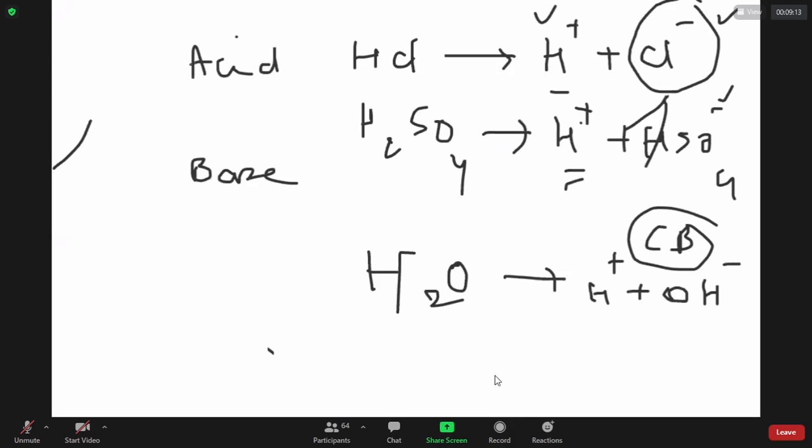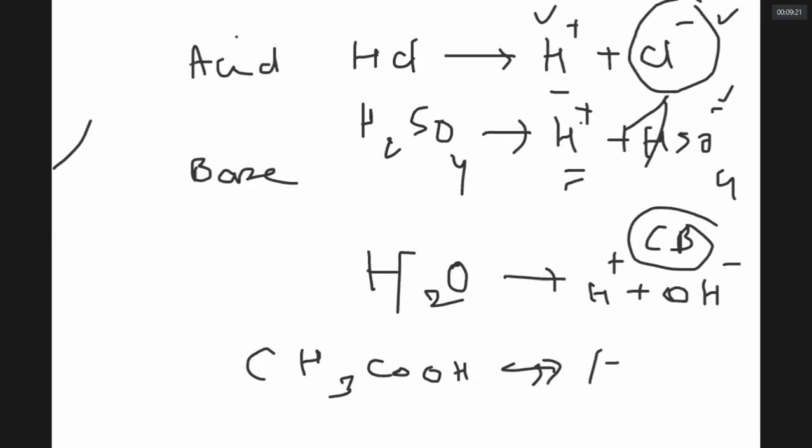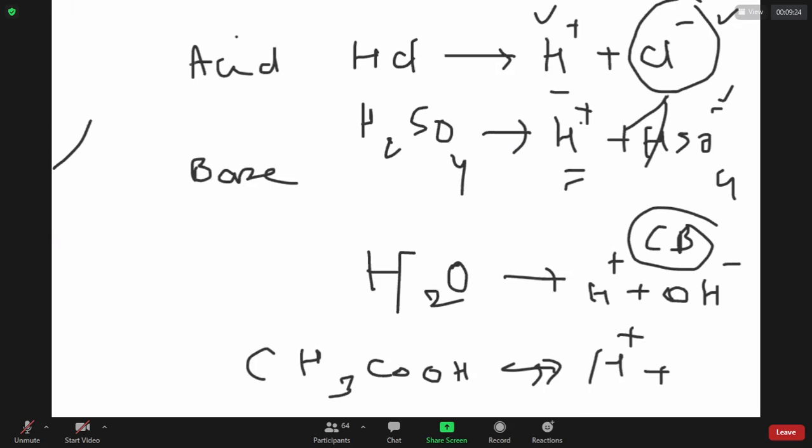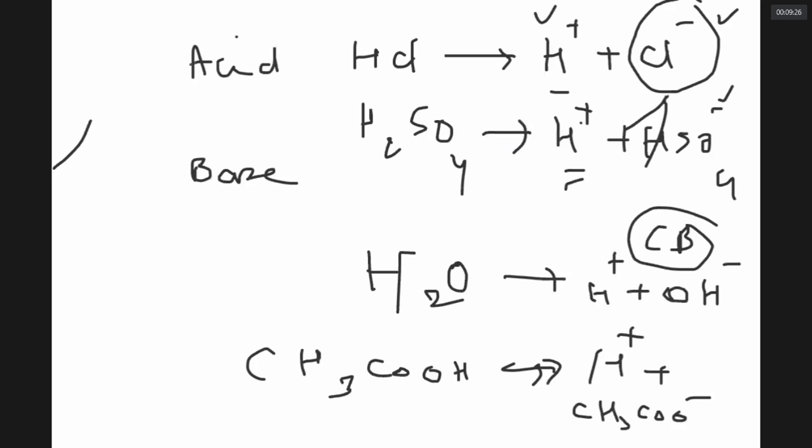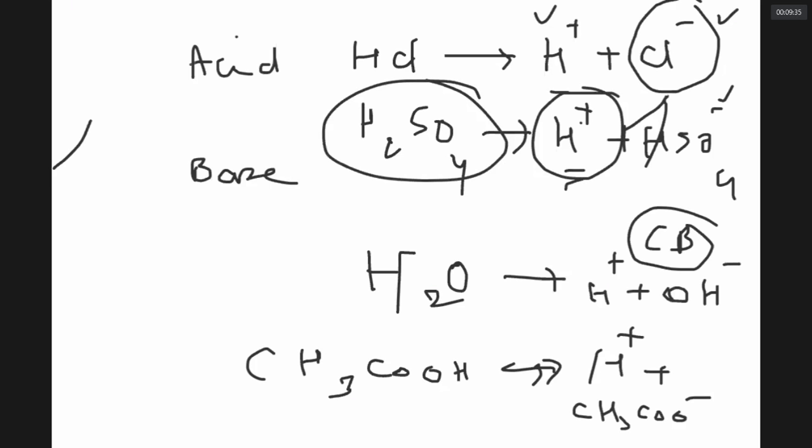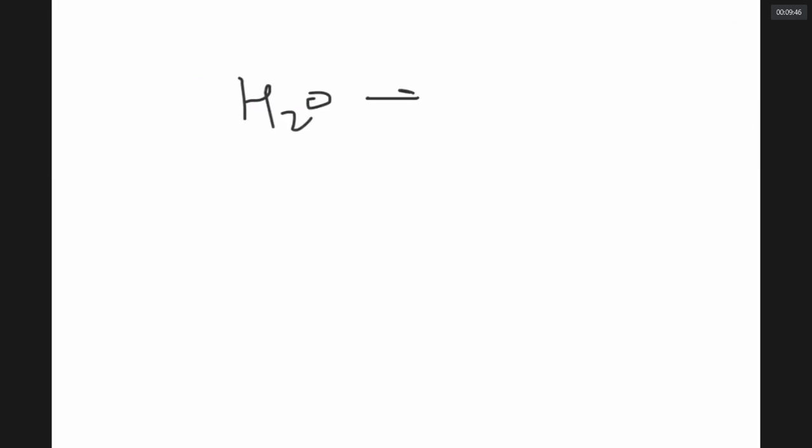Can you think what is the conjugate base of acetic acid? Conjugate base of acetic acid is acetate ion. Notice, an acid is an excellent acid if it can most readily give H plus. It can most readily give H plus if the conjugate base is stabilized. If you are looking at water, its conjugate base is neither stabilized nor destabilized.